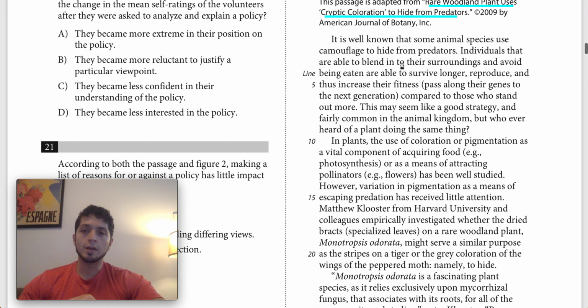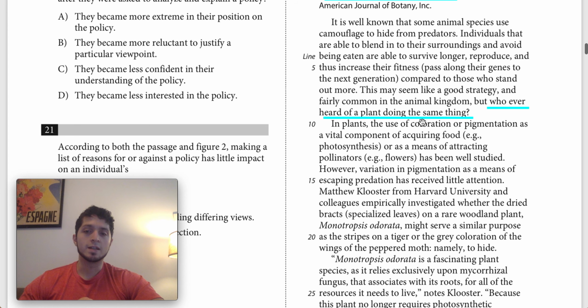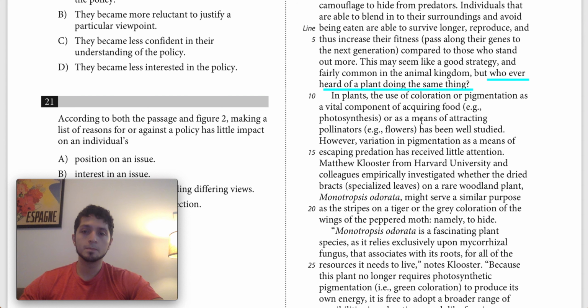This first paragraph here basically says it's well known that many animal species use camouflage to hide from predators, right? It explains why that's a good idea. And then it ends with this, but who ever heard of a plant doing the same thing? So far, this is a pretty typical structure for an SAT science passage where we're introduced to a general phenomenon. In this case, it's camouflage and the evolutionary logic of camouflage. And then here, basically saying whoever knew that plants do the same thing.